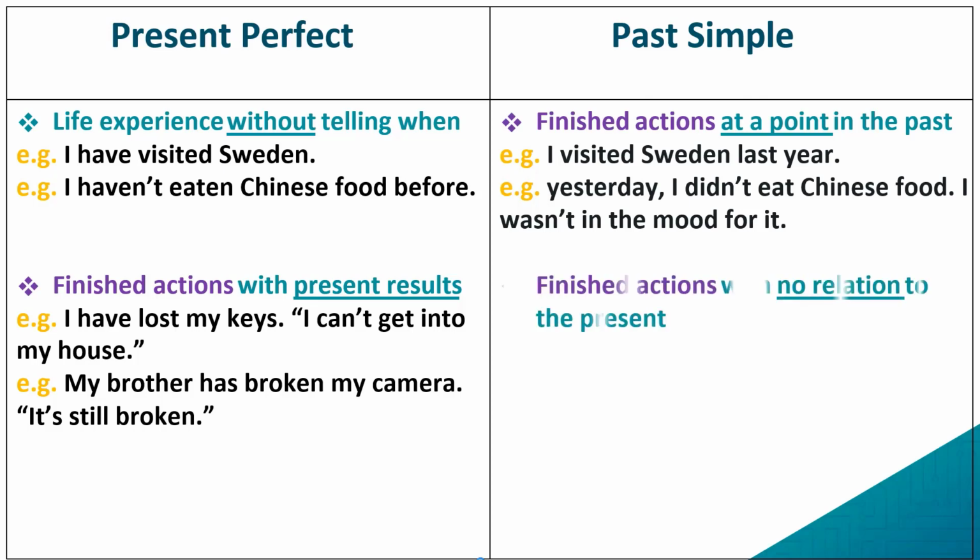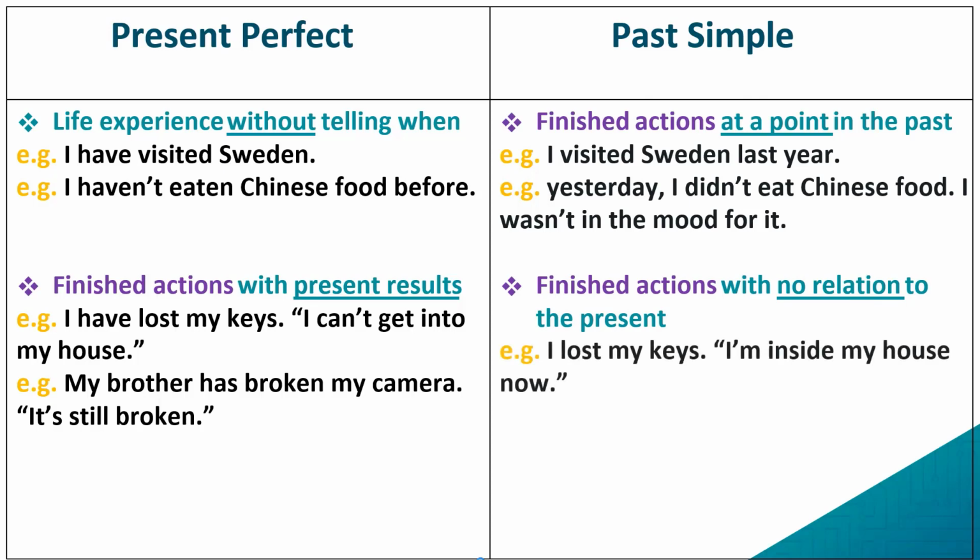But for past simple, it describes finished actions with no relation to the present. For example, I lost my keys. It means that I lost them, but now I'm inside my house, so everything is okay now. My brother broke my camera. This means it's fixed or I bought a new one. I'm just telling a situation that happened in the past, but it doesn't affect my present.